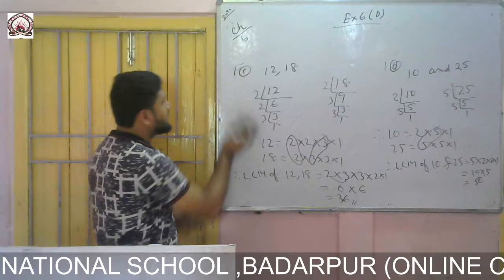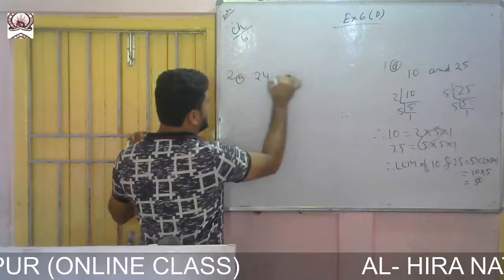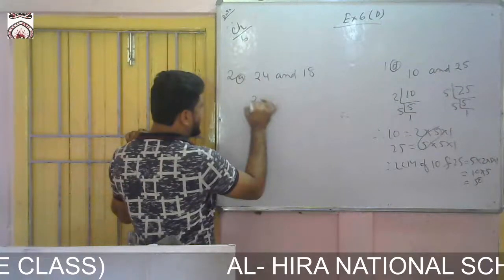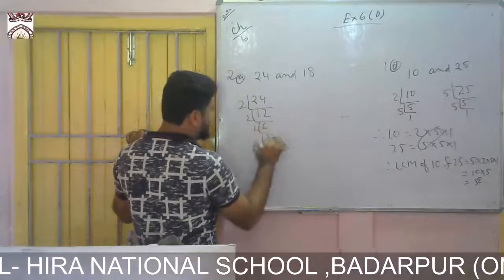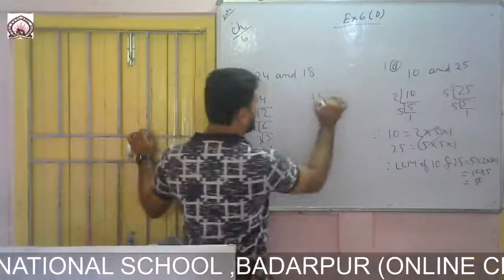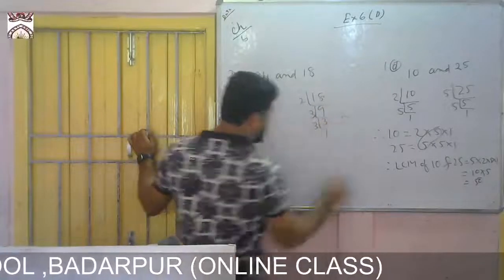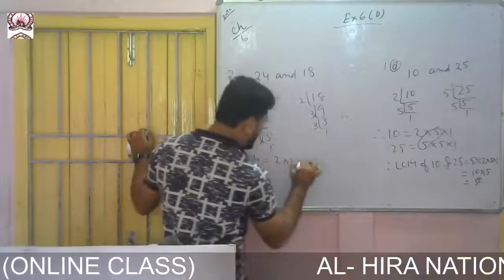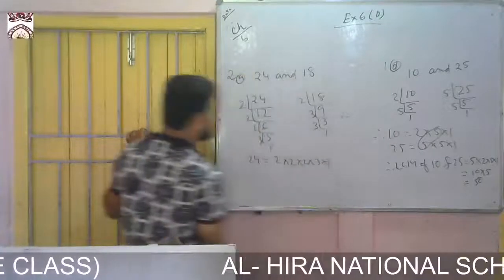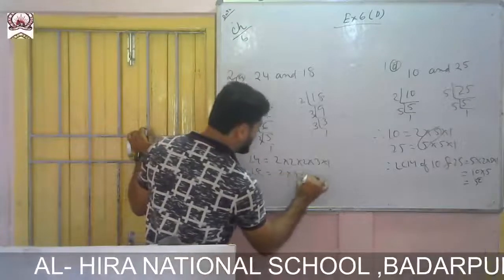These are of the same type. Okay, 24 and 18, so question number 2A. 24 and 18. So 24: 12s are 24, 6s are 12, 3s are 6, 1s are 3. 18: 2 9s are 18, 3 3s are 9, 3 1s are 3. Therefore you write 24 equals 2 into 2 into 2 into 3 into 1. And 18 equals 2 into 3 into 3 into 1.